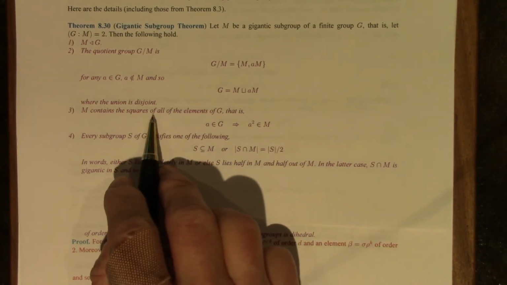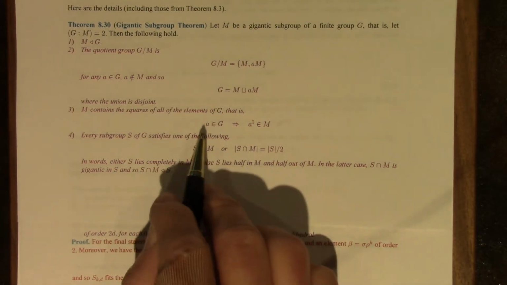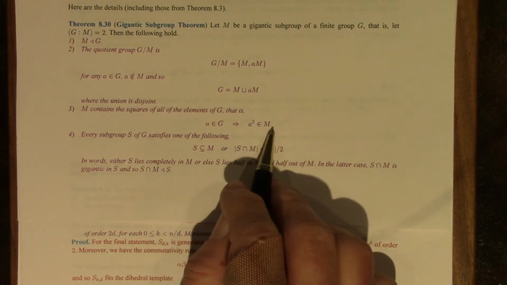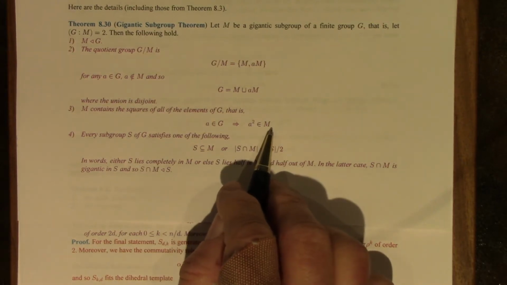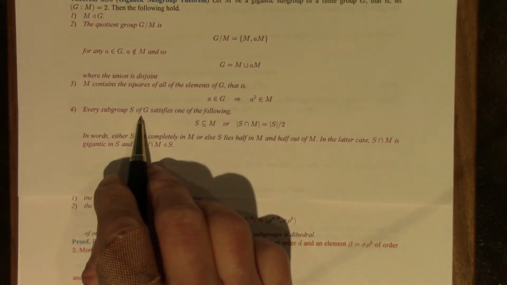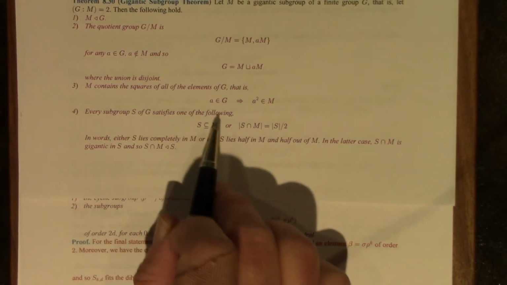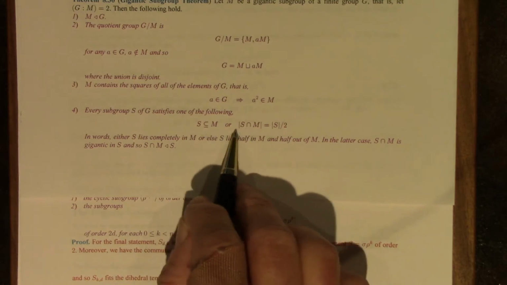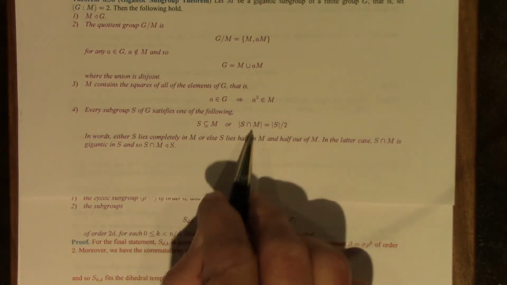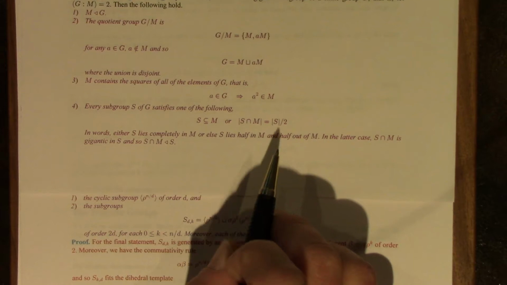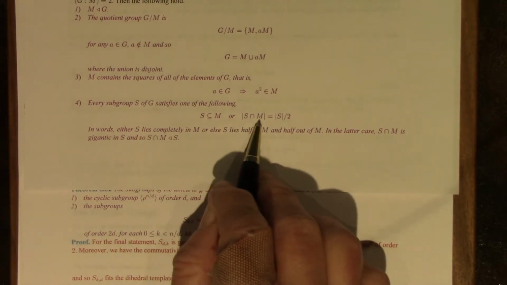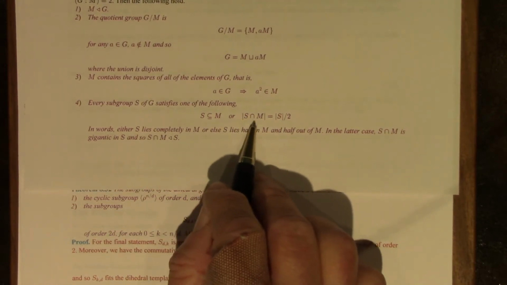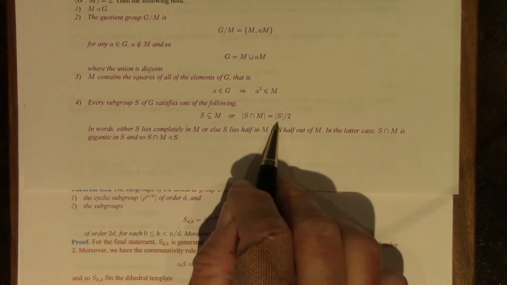M also contains the squares of every element of G. If A is in G, A squared will be in M. And then every subgroup S of G satisfies one of the following. It's either contained in M or it is half in and half out of M, so that can be described in terms of the size of the intersection. S intersect M is 1/2 the size of S.